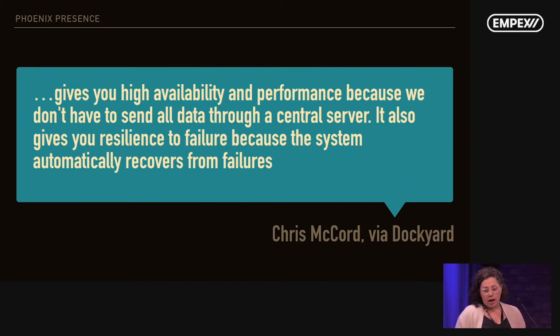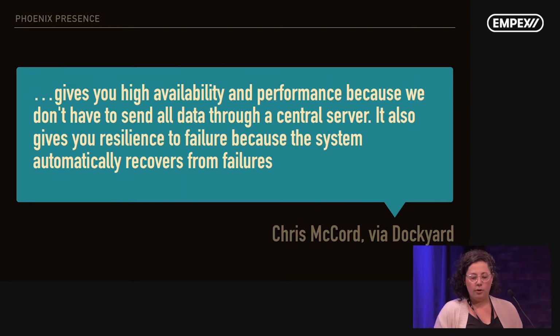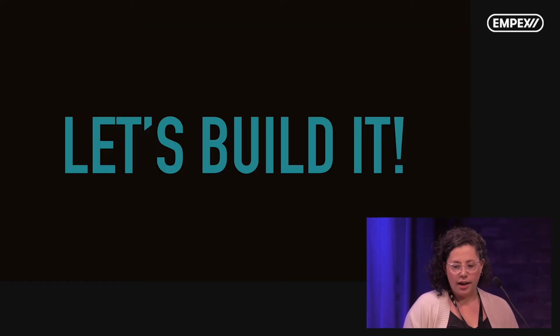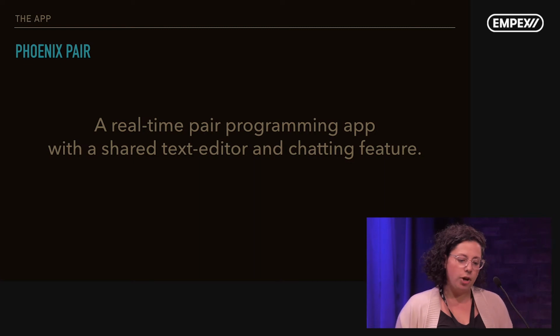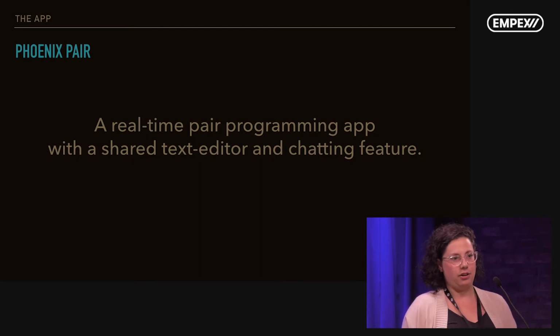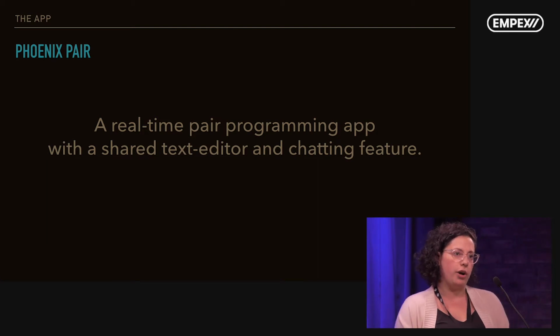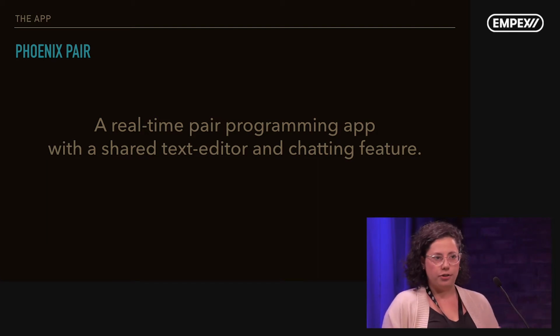So that's pretty cool, and it's one of the things that we love about the distributed systems that Elixir allows us to build. Okay, you're convinced Phoenix Presence is the right way to do this. How do we do it? Let's build a thing. I have set up an app for you, you're welcome, called Phoenix Pair. It's a real-time pair programming app with a shared text editor and chatting feature. So think Google Docs for collaborating on code challenge prompts like a Fibonacci number or something like that.